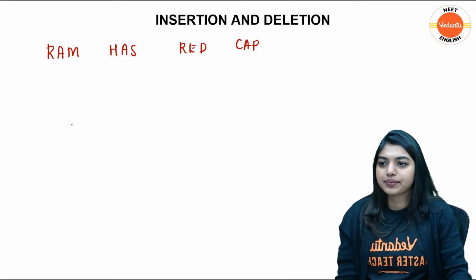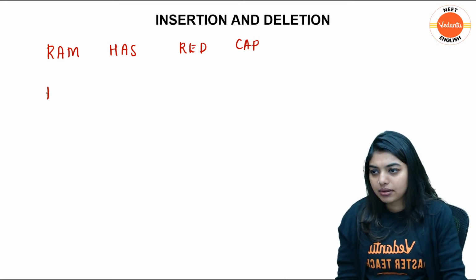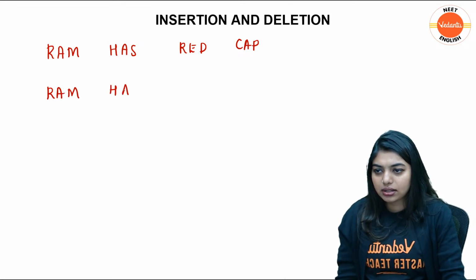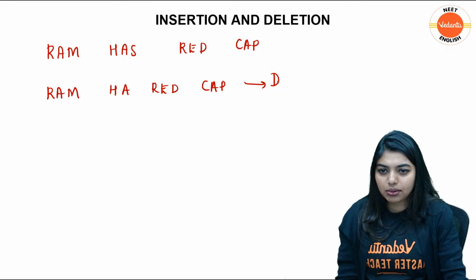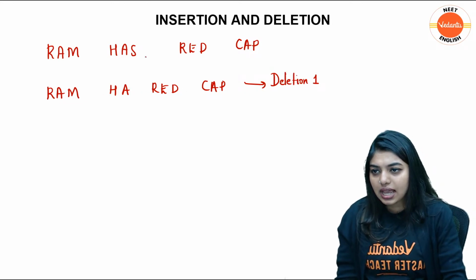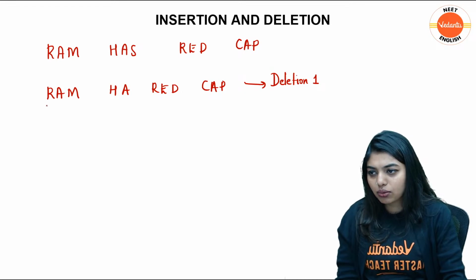Ram has red cap. Now, I decided to remove S from it. Ram has red cap. What did I do? Deletion number 1 happened. That is S I deleted. So now what is going to happen?